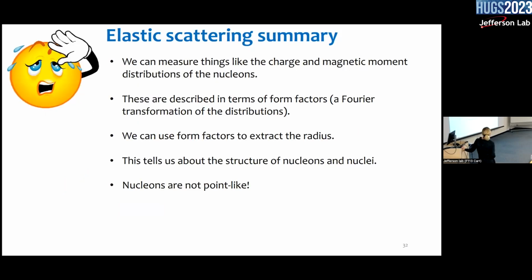Okay, so these are just the broad ideas that we get out of elastic scattering. We use form factors, and we can extract things like the radius and structure. This tells us about the structure of nucleons and nuclei. And we know that nucleons aren't point-like. That's obvious, but it's interesting because we're seeing signatures and hints of it in scattering where we're not necessarily looking for quarks. We're just seeing the result of them.